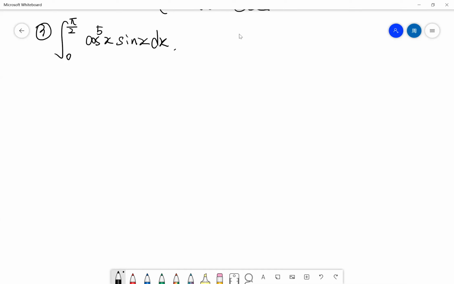Okay, guys? So for the last question, first you should know how to use the substitution rule here. You have to decide which function u should be. So try to finish it first. Question number 3.